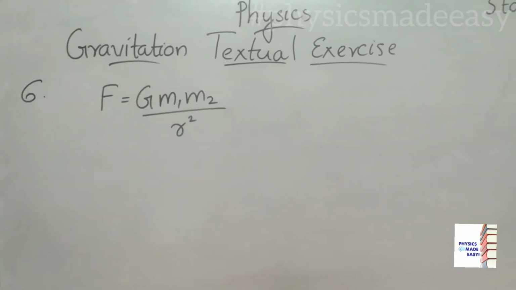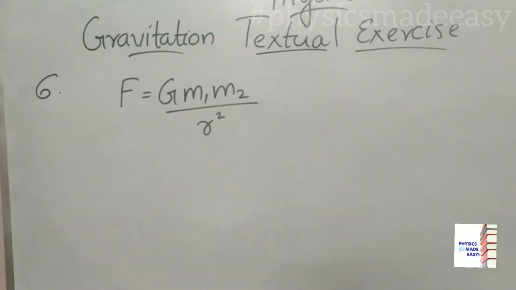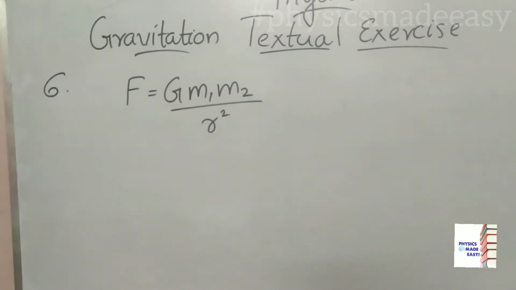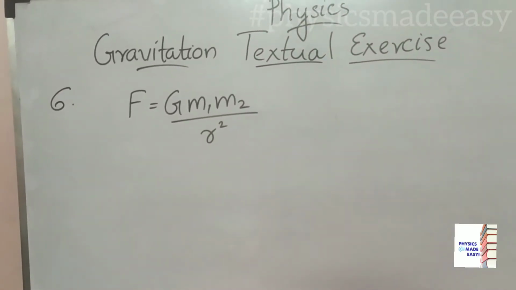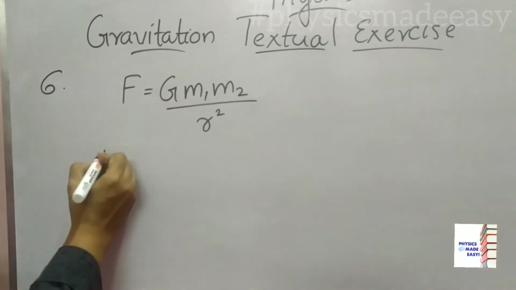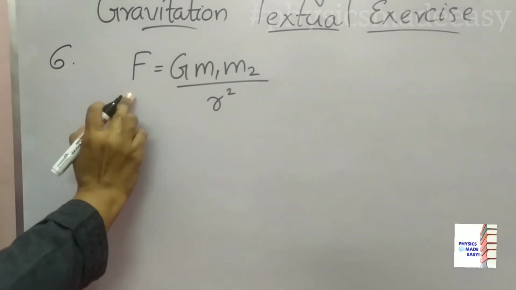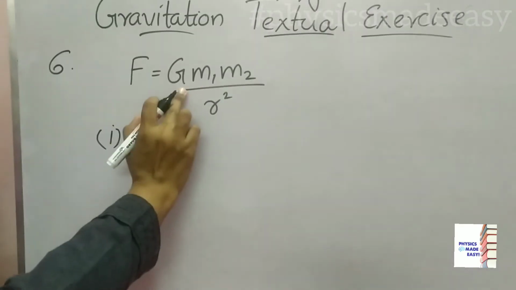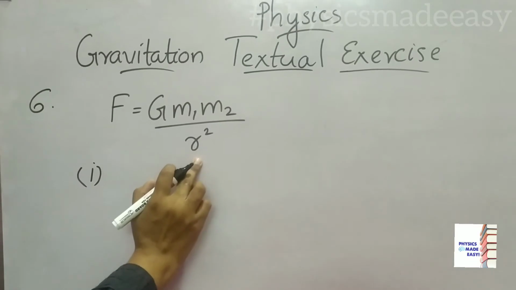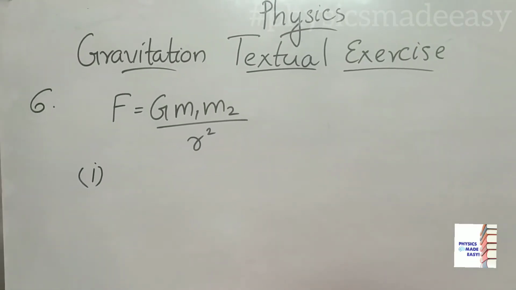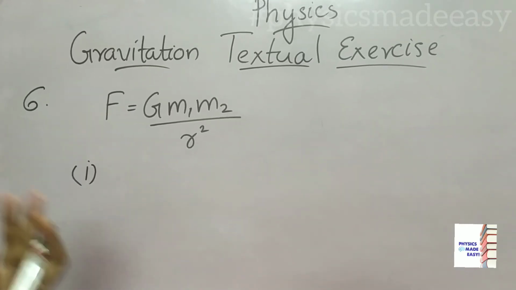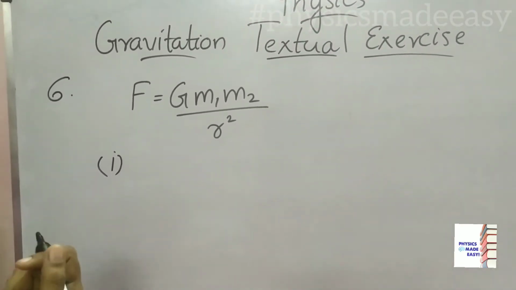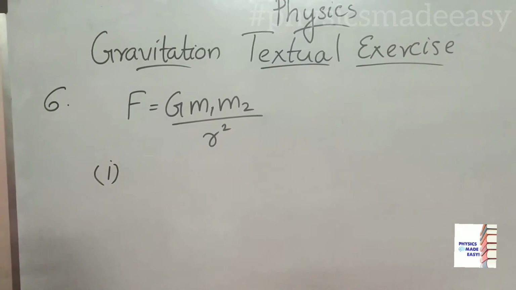Next question, question number 6. What happens to the force between two objects if the mass of one object is doubled? So first we know the force F is equal to G m1 m2 divided by r square. There are 3 parts in this question. First part, if the mass of one object is doubled, what will happen to the force? We have to find the force that time.